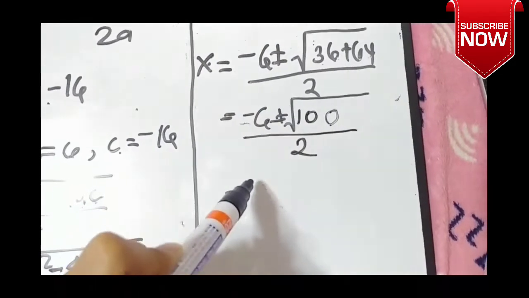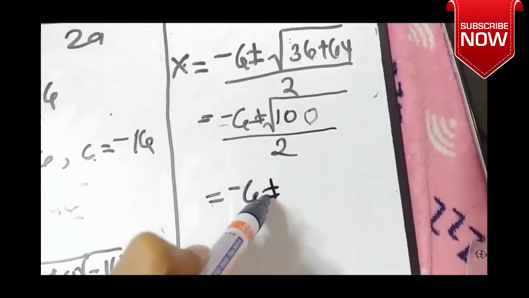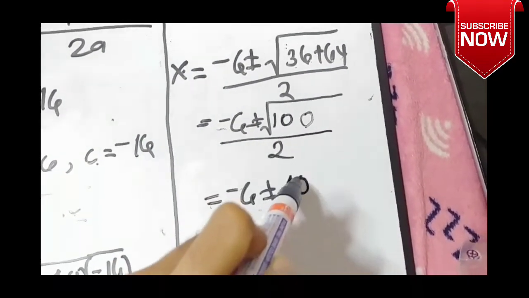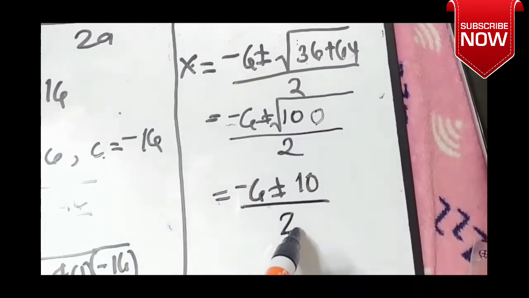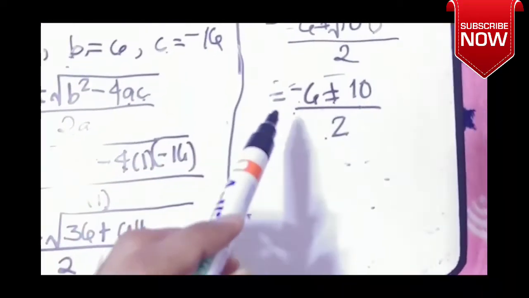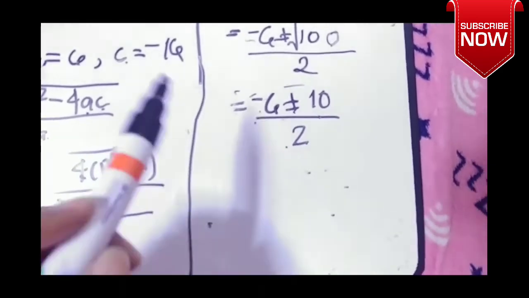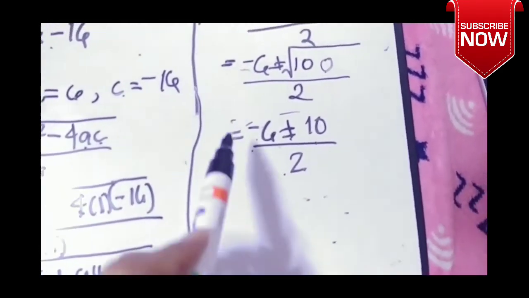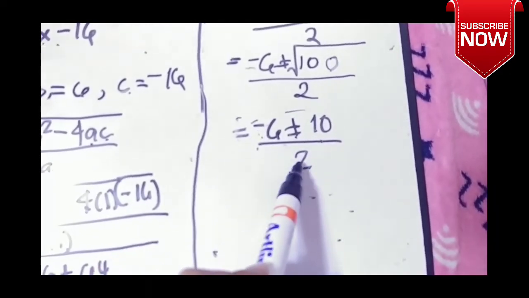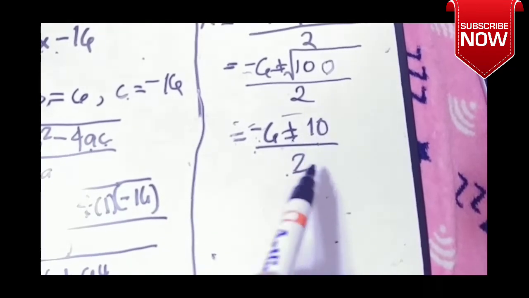So simplify again. Negative 6 plus minus, what is the square root of 100? That is 10. Then all over 2. So para ma-simplify natin ang equation na to, negative 6 plus minus 10 all over 2, hati natin to sa dalawa dahil this equation is composed of two terms. The first term is negative 6 over 2 and the second term is plus minus 10 over 2.